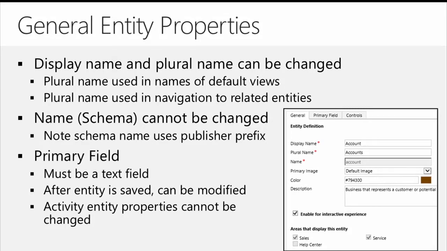So when an entity is first created, one of the first things you're going to see is the display name. As you can see here, this is the account entity that has the display and the plural name. The display name is how you want it displayed in the application. The plural name is how you want it displayed anytime you're using multiple versions of this entity. For example, in the My Active Accounts view, this defines how you would see the word accounts displayed.